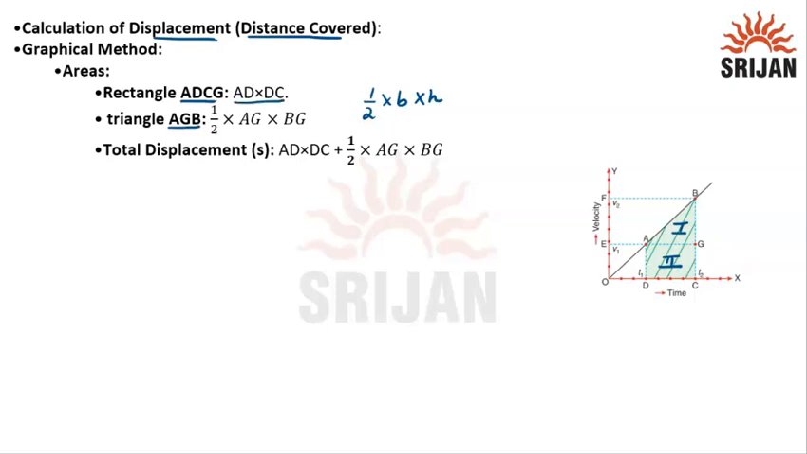And if we want to calculate the total displacement or total distance, then we need to add the area of rectangle plus area of triangle. Then we get the total distance covered with the help of this velocity time graph for uniformly accelerated motion.